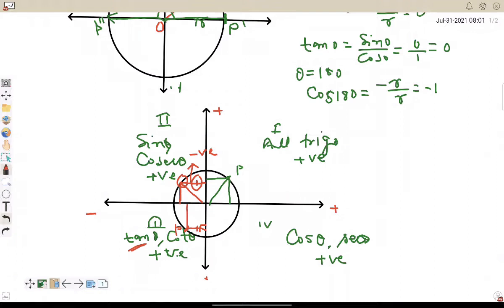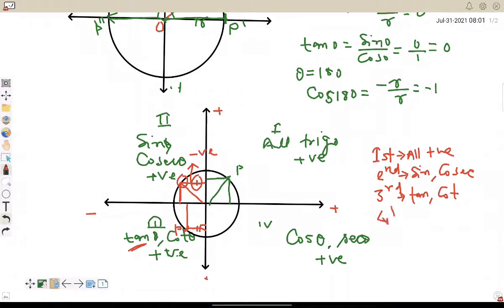So our summary is: first quadrant all positive, second quadrant only sine positive, and if sine is positive then cosec is positive, sine and cosec positive. In third quadrant we have only tan and cot positive, and in fourth quadrant we have only cos and secant positive. So till here we can apply the concept of positive and negative.